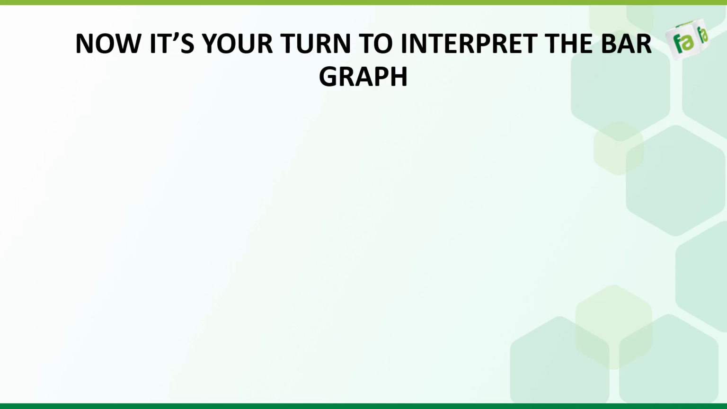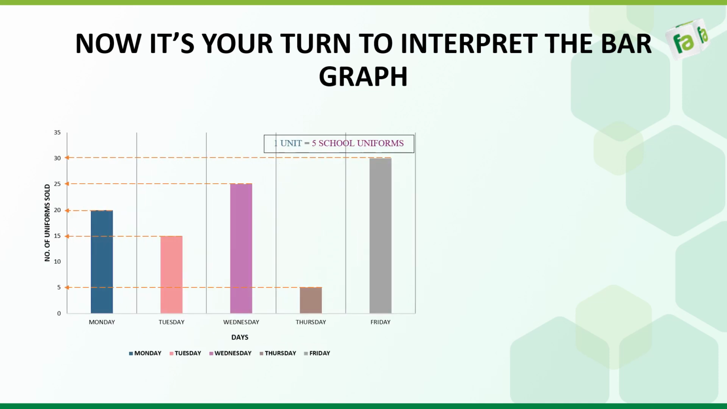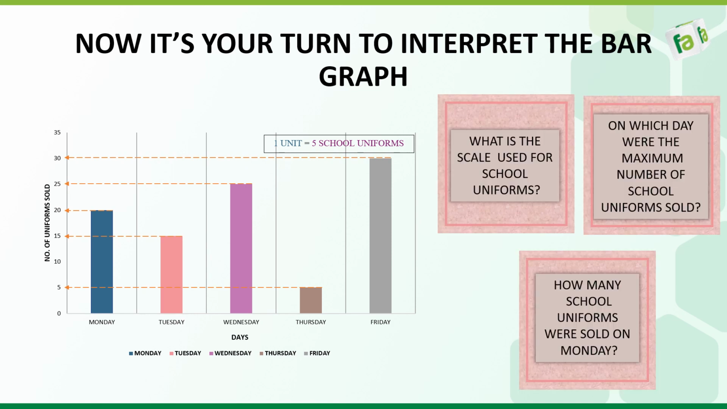It's your turn to interpret the bar graph. Observe this bar graph, which shows the sale of school uniforms in a shop for a particular month from Monday to Friday. And then answer these questions.